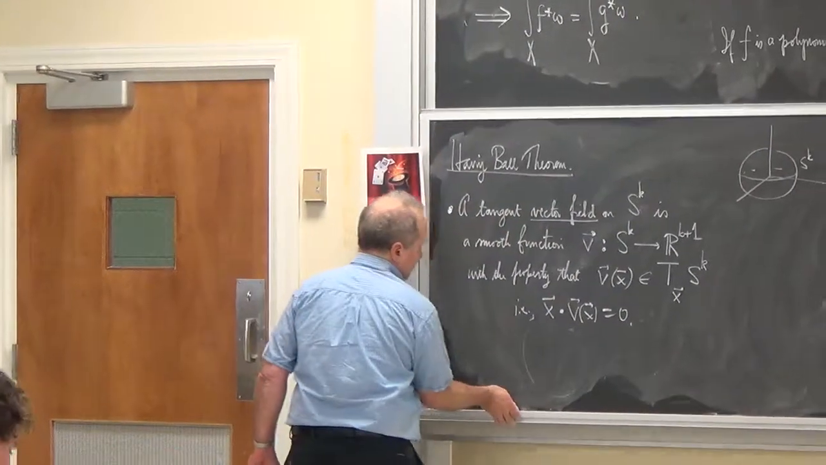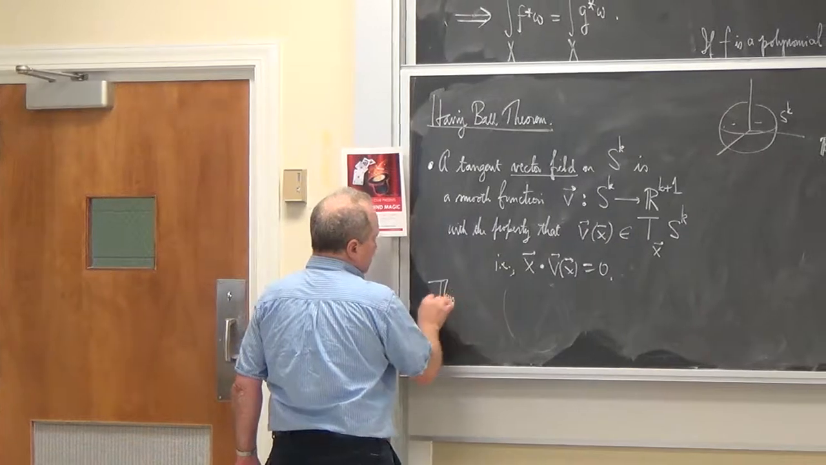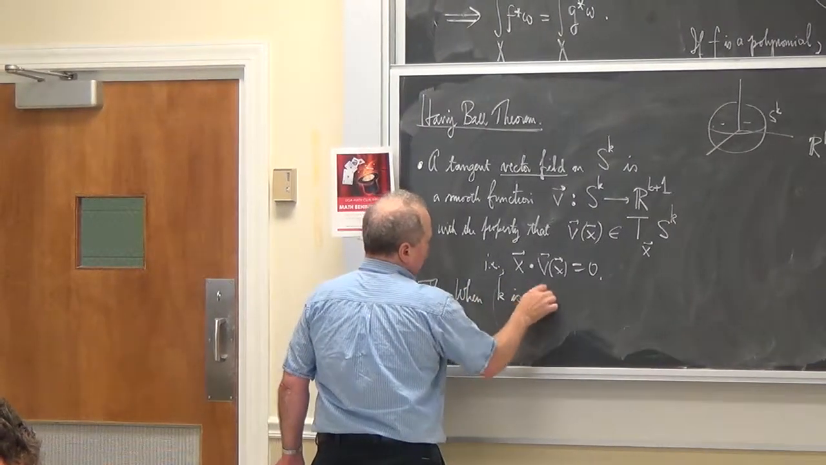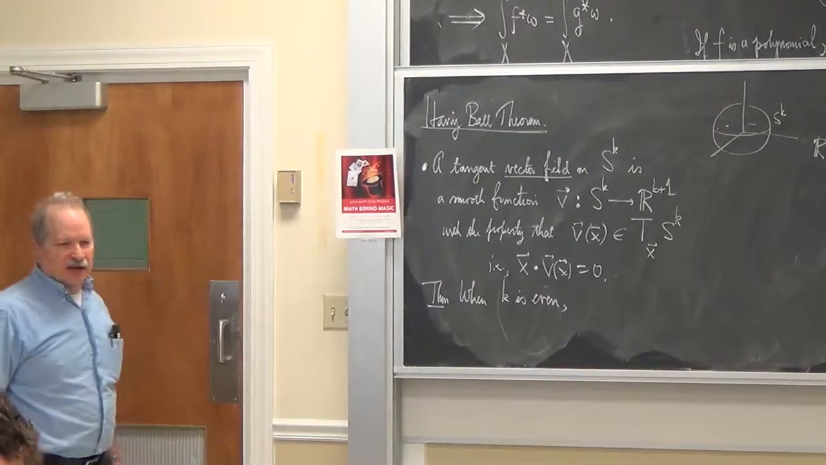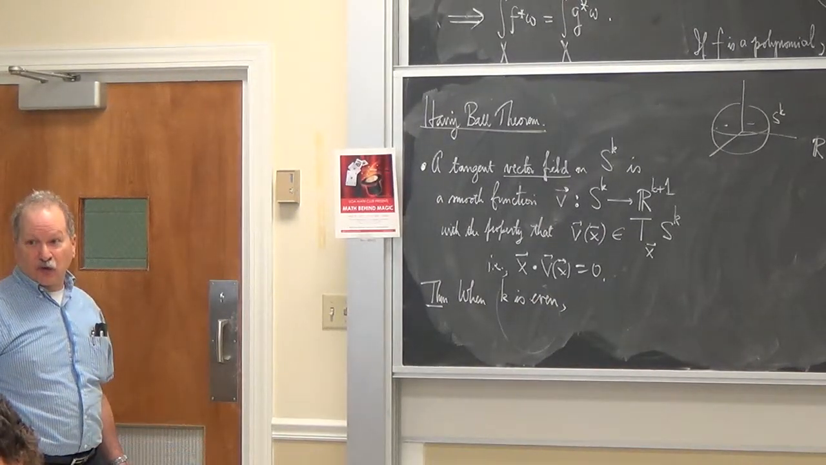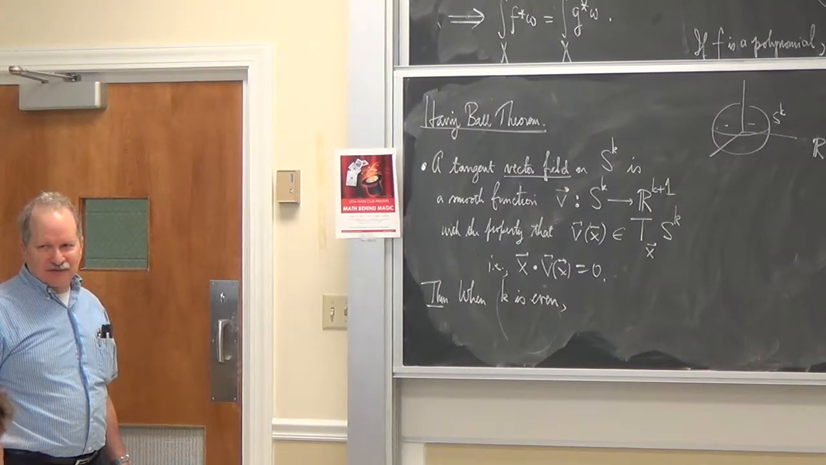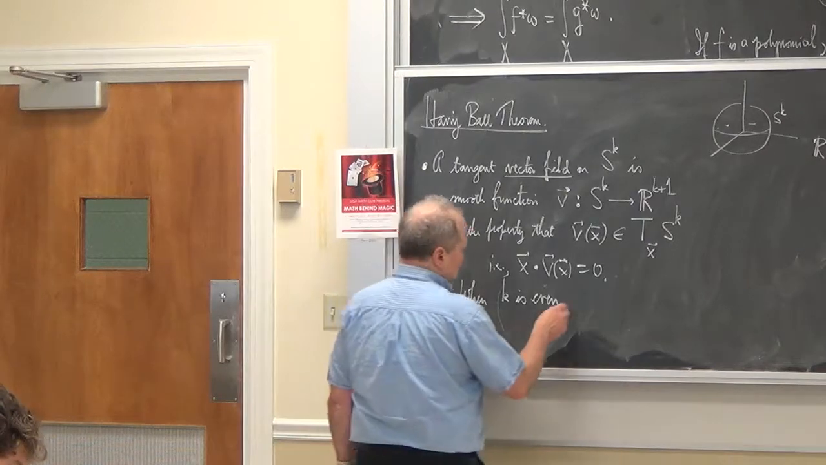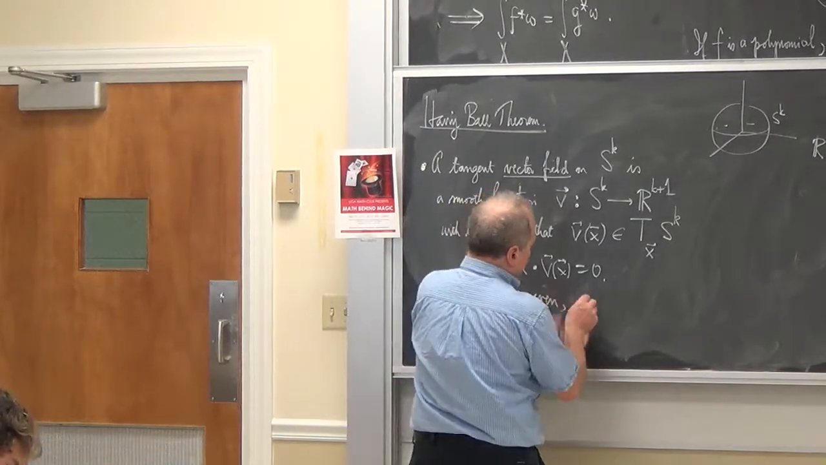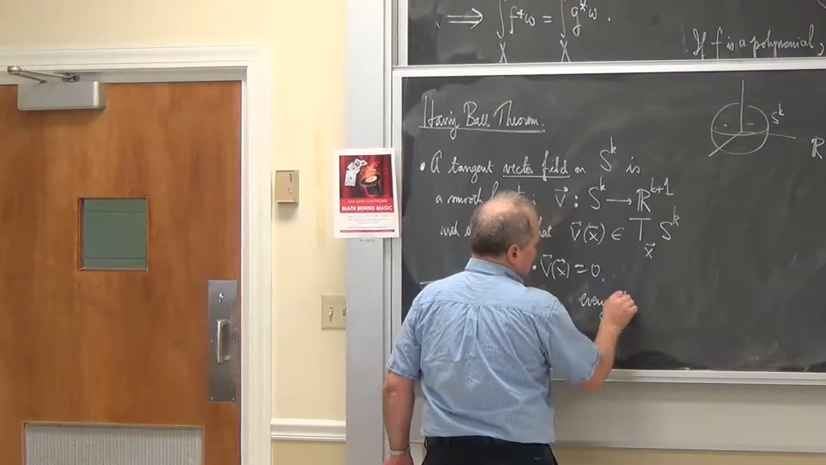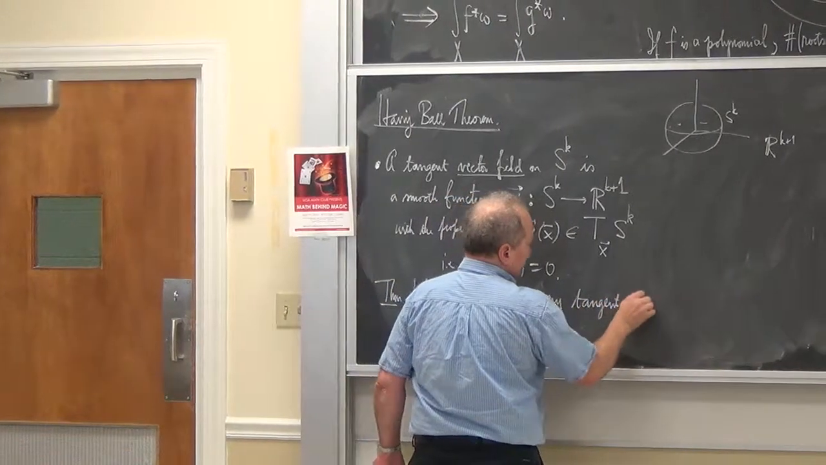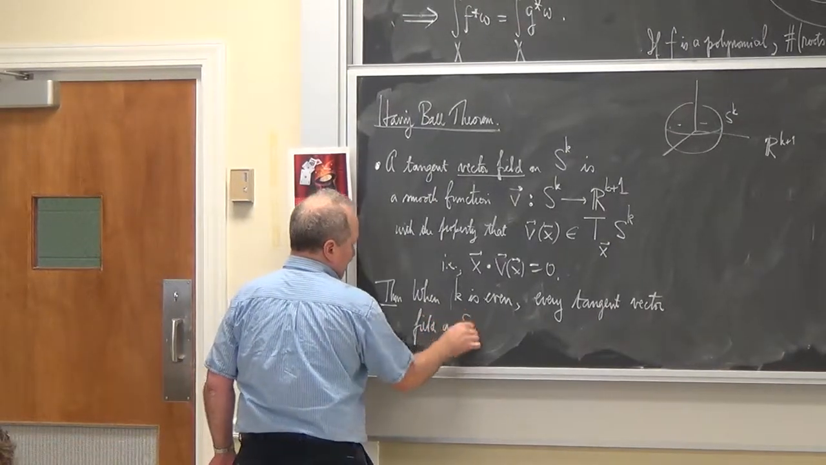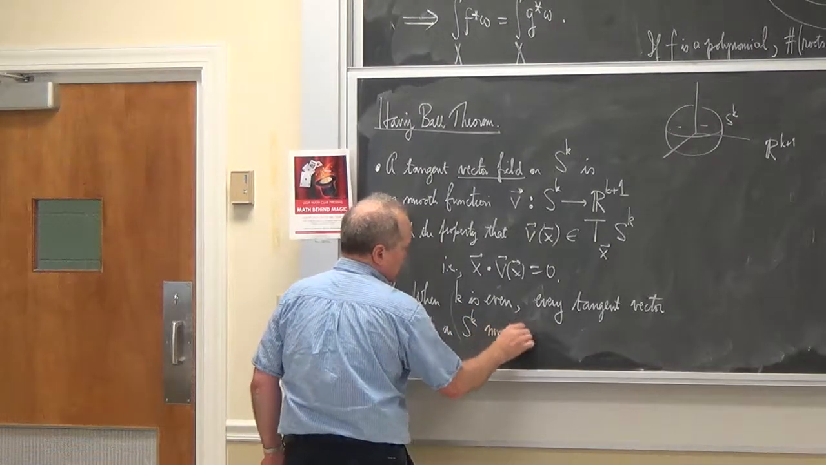And the theorem is, when k is even, when you're on an even dimensional sphere, like the sphere in R3 or the sphere in R4, sphere in R5, sphere in R7, when k is even, every tangent vector field on S^k must vanish somewhere.